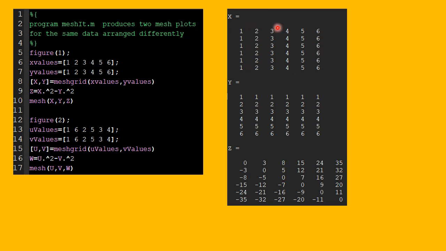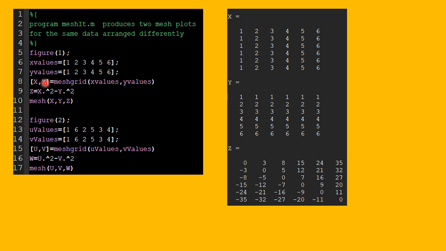X is this two-dimensional array. But notice that xvalues was a one-dimensional array. Capital Y is also a two-dimensional array. And what do we notice about these? In X, the first column is 1, second column is 2, then 3, then 4, then 5, then 6. So it's stored in this array capital X, and the column values were the same as the xvalues here.